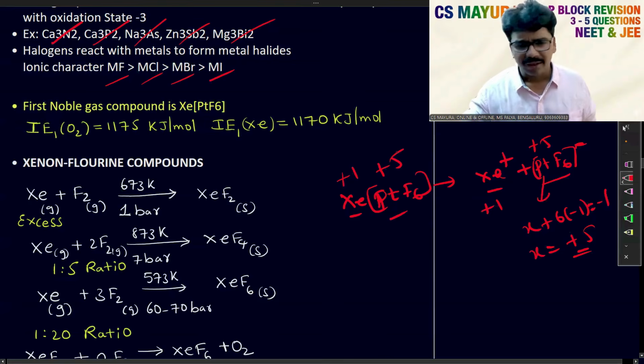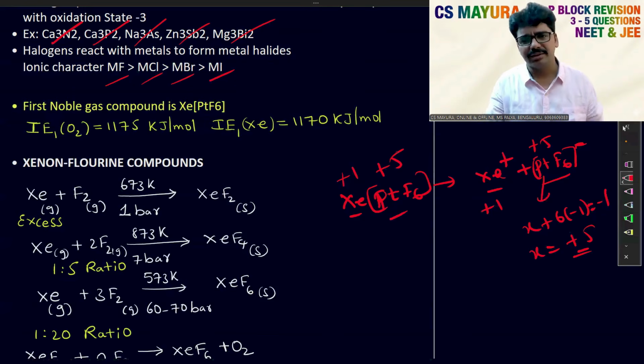Now, previously, these 18 group elements were called inert gases. They are inert in nature, they are less reactive, they don't form compounds.